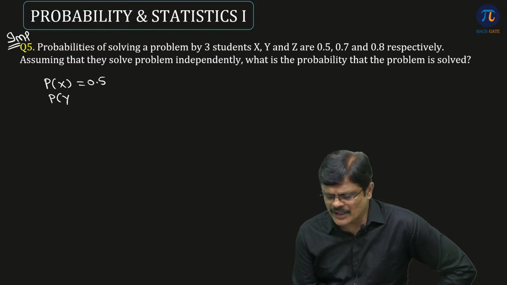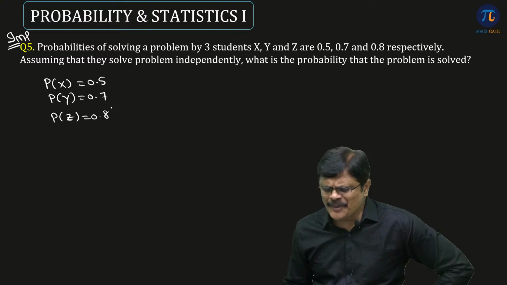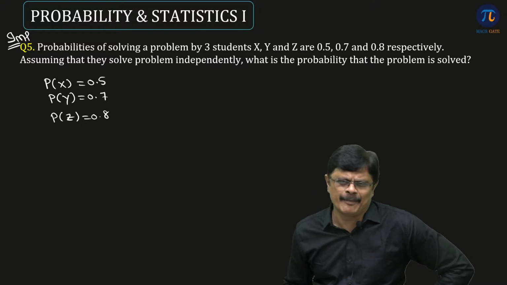The probability that Y solves the problem is 0.7, and the probability that Z solves the problem is 0.8, respectively. Assuming that they solve the problem independently.